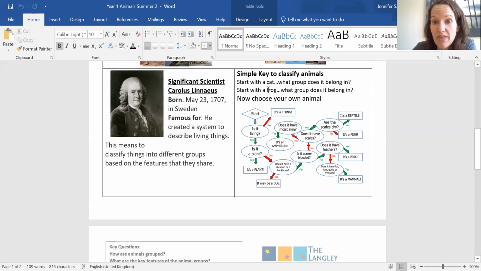So now let's do another one. Start with a frog. So we start here with a frog. Is it living? Yes. So we follow the green. Yes. Is it a plant? No. Does it have a skeleton or a backbone? Yes, it does. Is it warm-blooded? Is a frog warm-blooded? No, because we know that it needs to go in the sun to get warm. Does it have scales? Does a frog have scales? Now remember, a reptile has scales, and that means that its skin is dry. Is a frog's skin dry? No. Does it have moist skin? So moist means wet. Does it have? Yes. So it's an amphibian. And we know a frog is an amphibian.